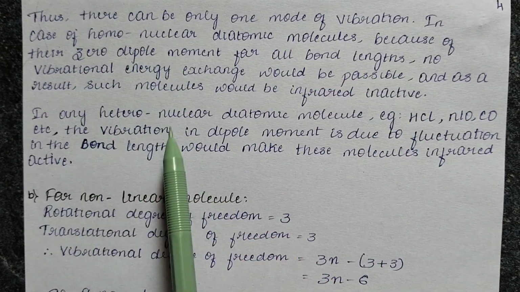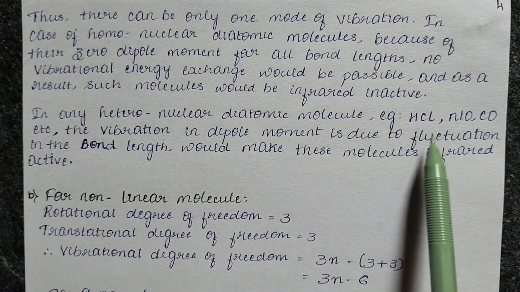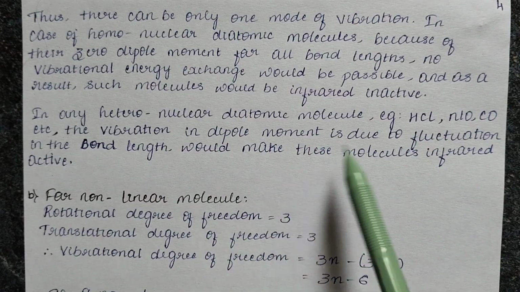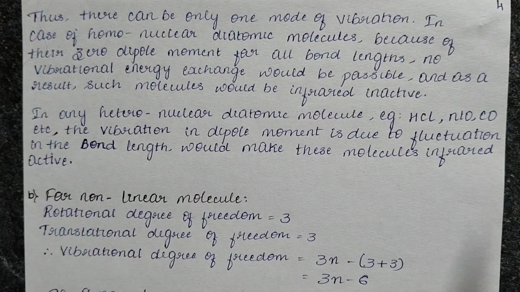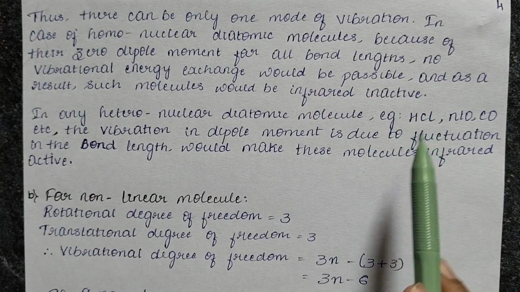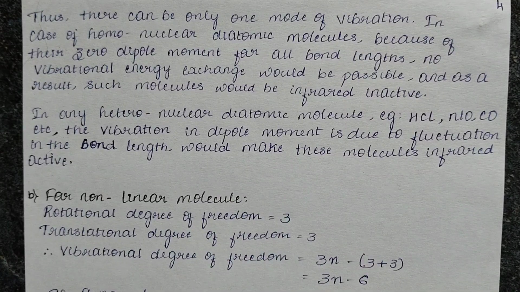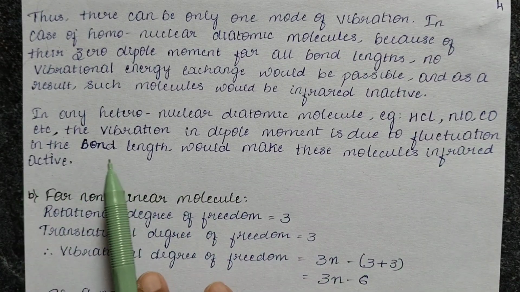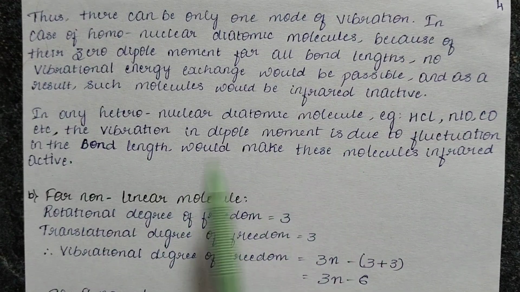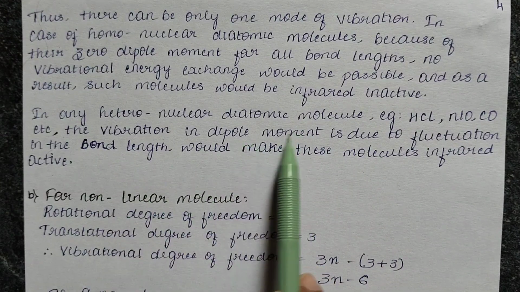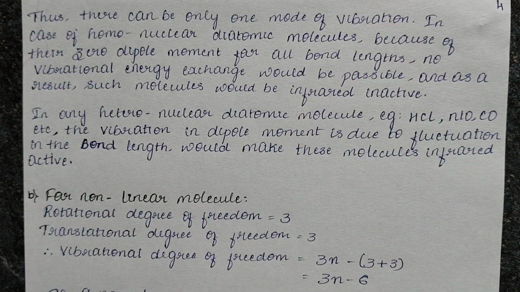Whereas in the case of heteronuclear diatomic molecules, obviously their size will be different. And also the nuclei present in these atoms are completely different from one another. Since the nuclei present are also different, obviously their dipole moment will also be different due to the fluctuations seen in the bond length. And so, due to the difference in their bond length, there will be a difference in the dipole moment, which will actually make them infrared active.